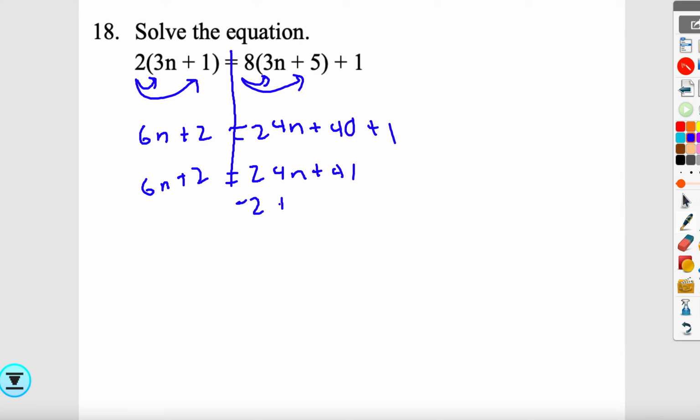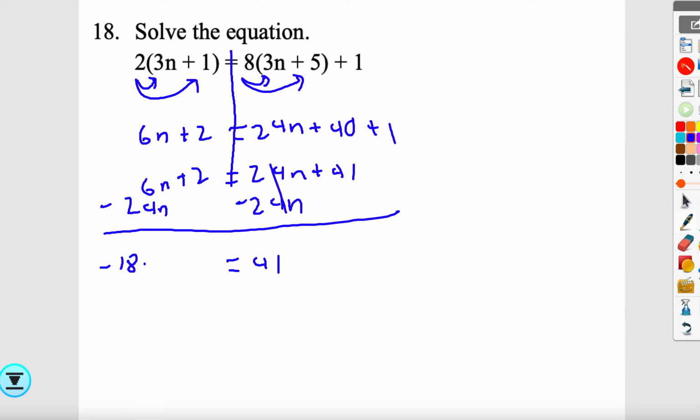I'm going to move the 24n to the left side, so it'll be the minus 24n. Then bring down the 41. 6 take away 24 is negative 18n. And then bring down the plus 2. Go ahead and subtract 2 on both sides.